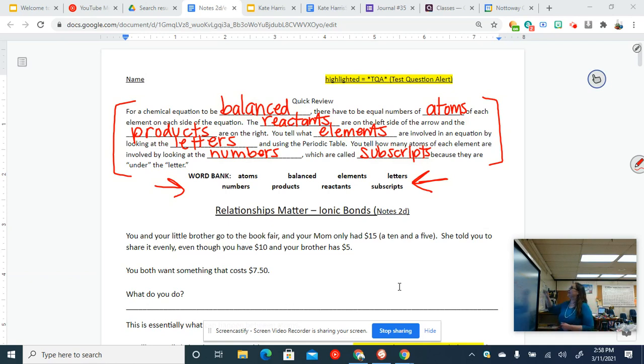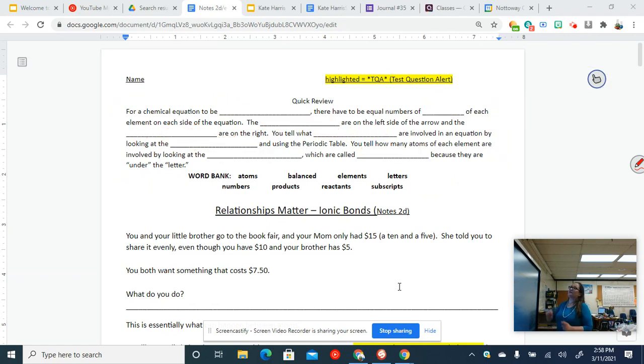Now I'm going to go ahead and delete it. I do want to point out one thing to you before I keep going. You'll notice that some of the notes are highlighted. If it's highlighted, that means it's guaranteed to be on the quiz and therefore on the test. So it's a whoop, whoop, test question alert. It's a TQA if it's highlighted. So anything that's highlighted on here, that means it's guaranteed to be a question on the quiz or on the test.